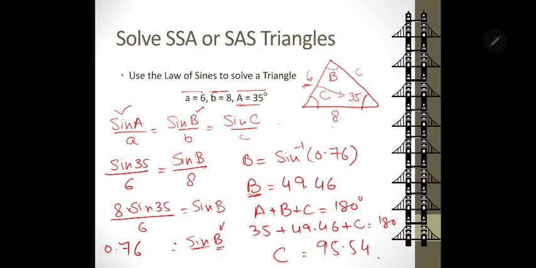Now I have angle B, I have angle C, I have side A, I have side B. I can again use the sine law to find out side C. So I will leave it here for you. I want you to find out side C, and please share your answers with me.